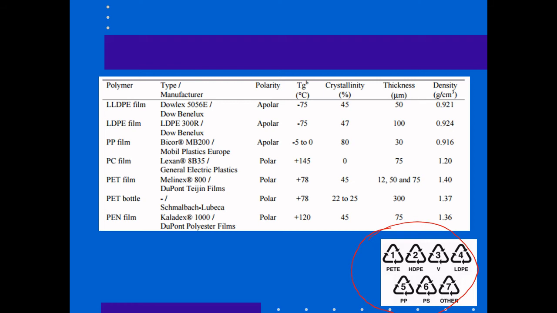3, 4, 5, 6, and 7, and so on. So this we'll look at in detail in the next slide. If you look at this table here, it shows the different types and also the manufacturer of each of these different polymers. These are the manufacturers, and these are the characteristics of each polymer.